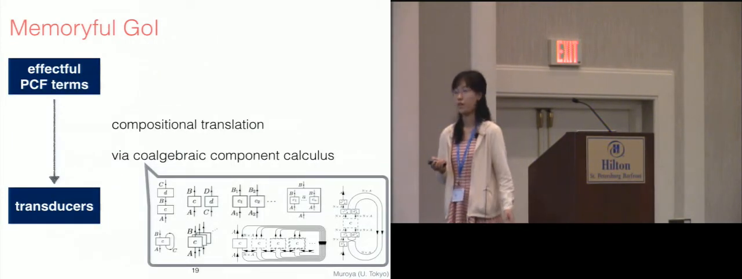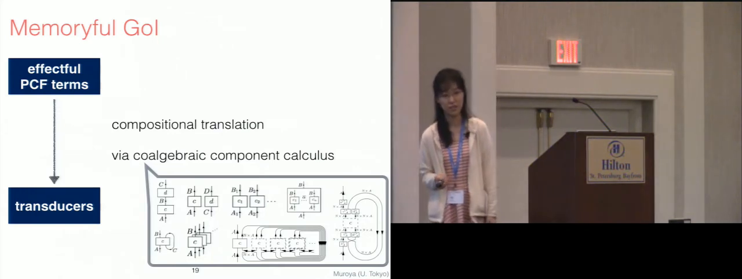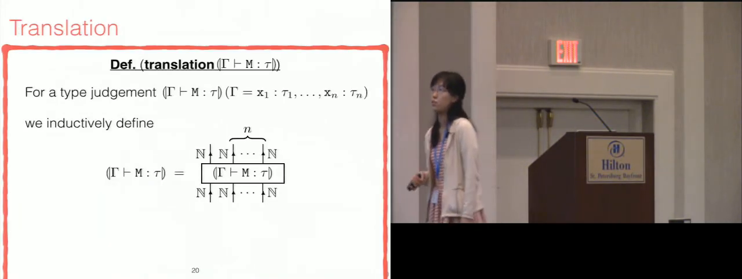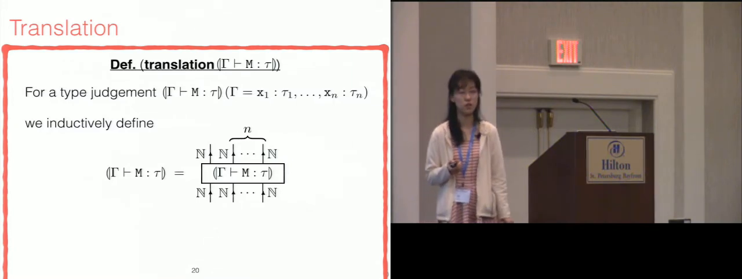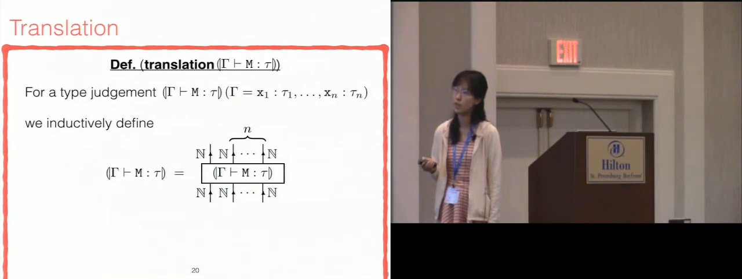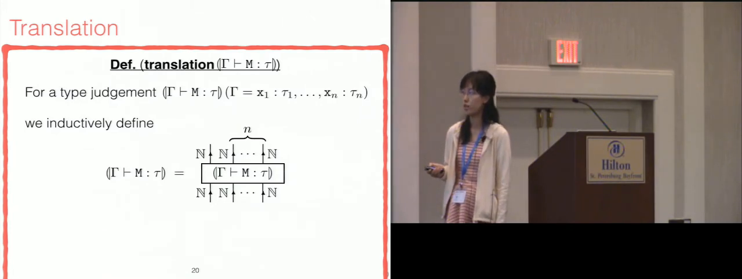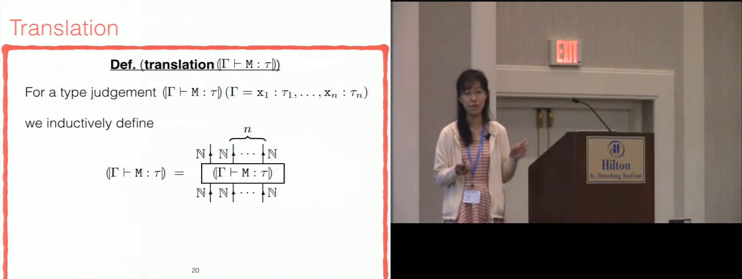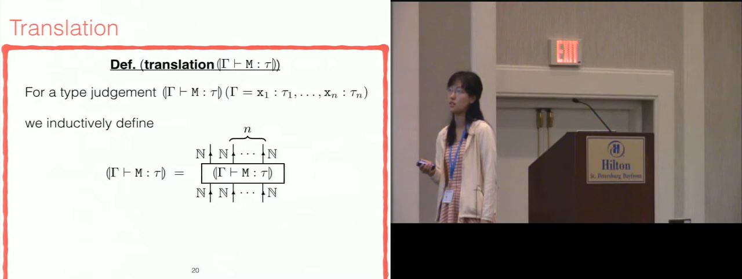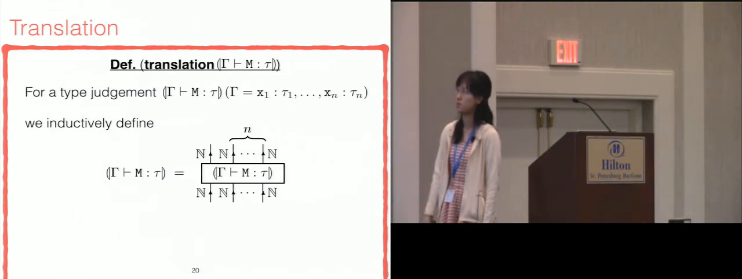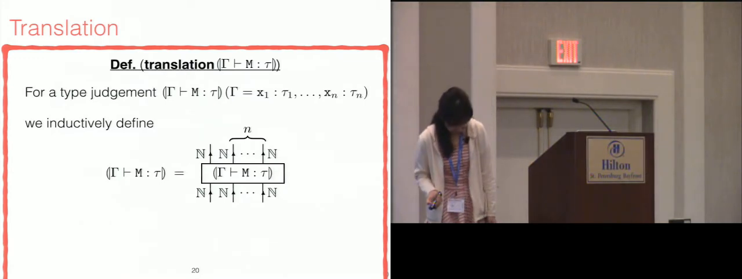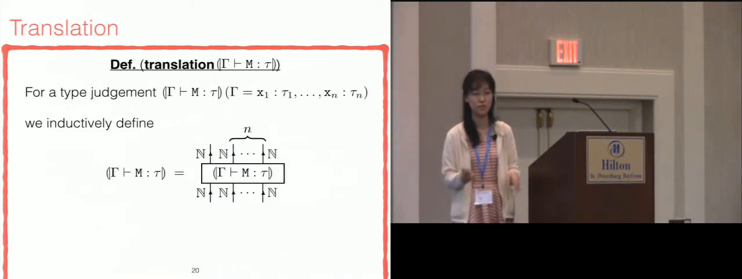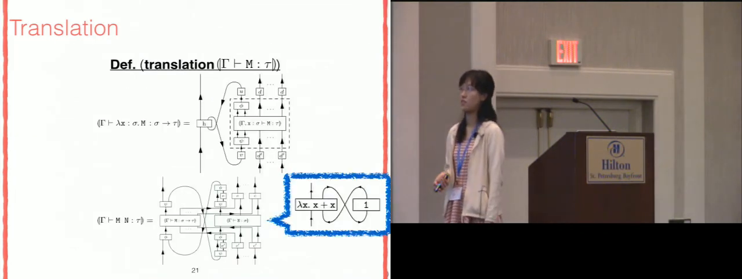So, with all these constructions on transducers in hand, we now define a translation of terms to transducers. The definition is inductive on type derivation, and for a type judgment, we assign a transducer of this form. If we have n free variables, then the resulting transducer has n plus 1 input ports and n plus 1 output ports. The leftmost ones are for the term, and the right n wires correspond to the free variables. The precise definition is like this.